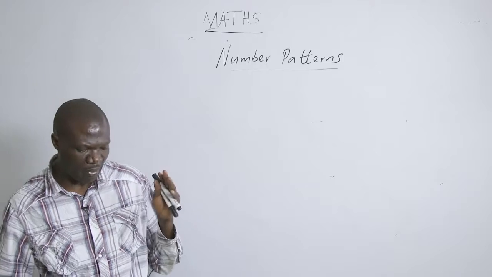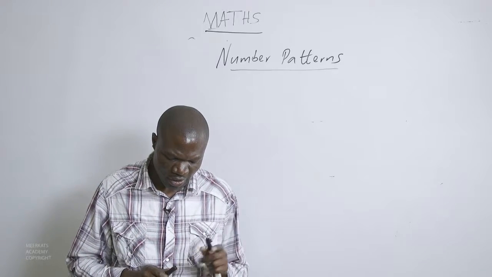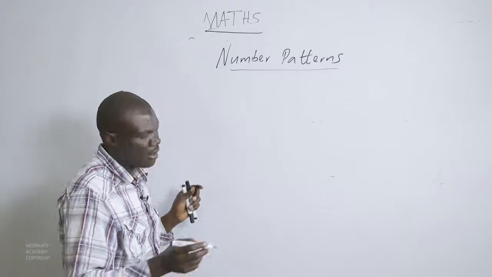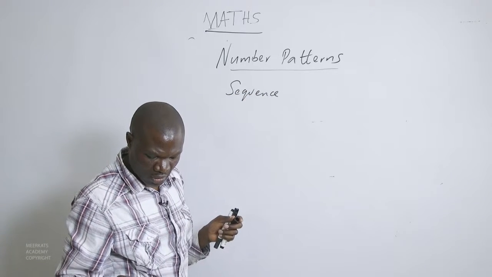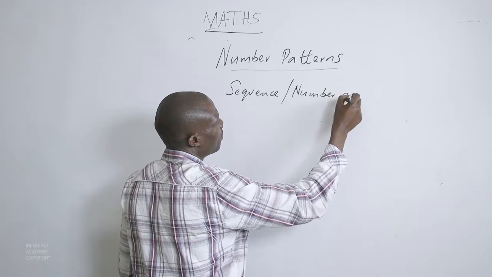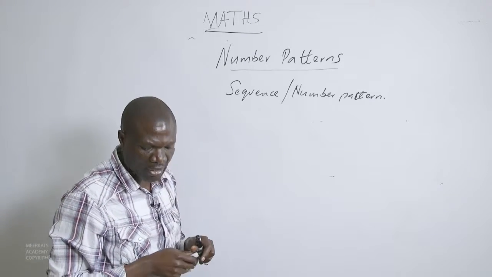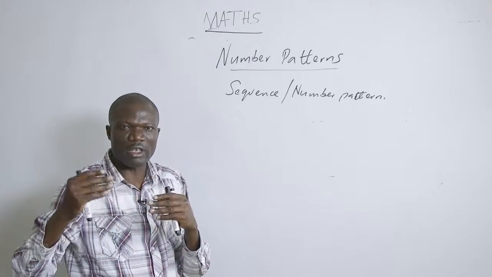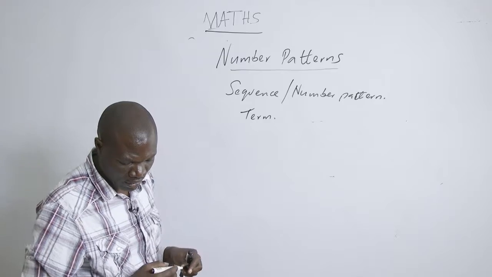To do the number patterns here, which is also known as the sequence, we must be able to see that each number in a sequence must be looked at keenly. If you don't want to say a sequence, this is the same as what we are calling the number pattern. Now, for us to work out number patterns, which are also known as sequences, each one has a number, and each number we call a term.